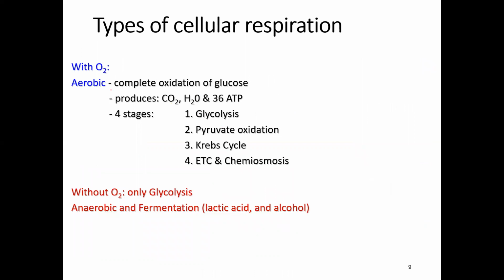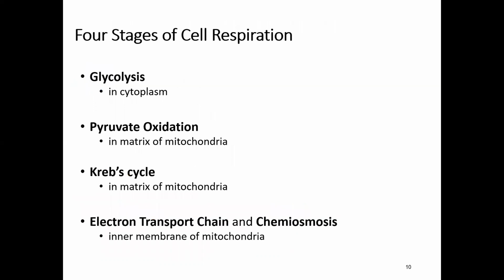Okay, types of cell respiration. There's aerobic and anaerobic. Without oxygen, we have anaerobic and fermentation, two types we're going to learn about later on. There are 4 stages of aerobic respiration, and anaerobic fermentation will also use the first stage, glycolysis. So: glycolysis, pyruvate oxidation, Krebs cycle, and electron transport chain with chemiosmosis. These occur in the cytoplasm, the matrix of the mitochondria, and the inner membrane of the mitochondria. That's the location.